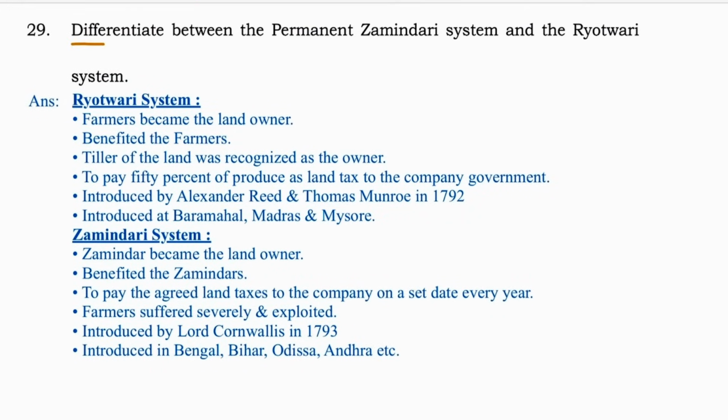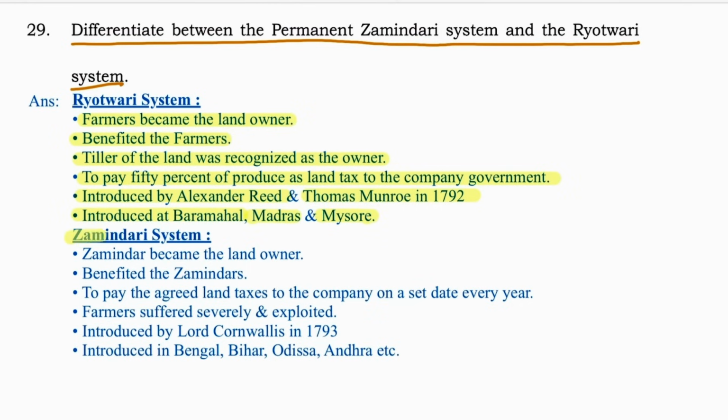Next question. Differentiate between the permanent zamindari system and Ryotwari. First, in Ryotwari, farmers became the landowners. The system benefited the farmers. The tiller of the land was recognized as the owner, to pay 50% of produce as land tax to the company government. It was introduced by Alexander Read and Thomas Munro in 1792, introduced at Baramahal, Madras and Mysore.